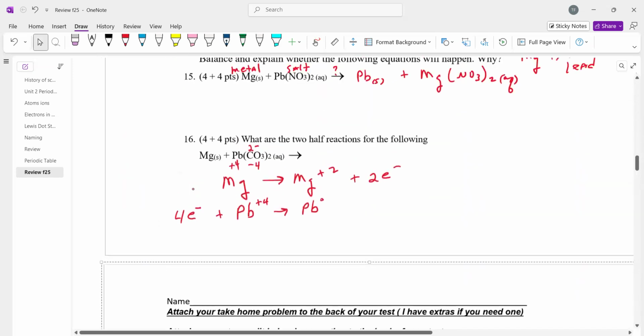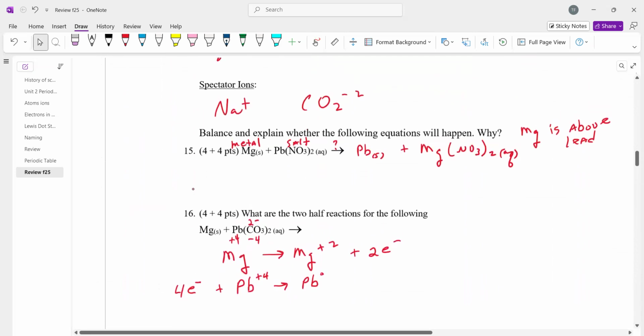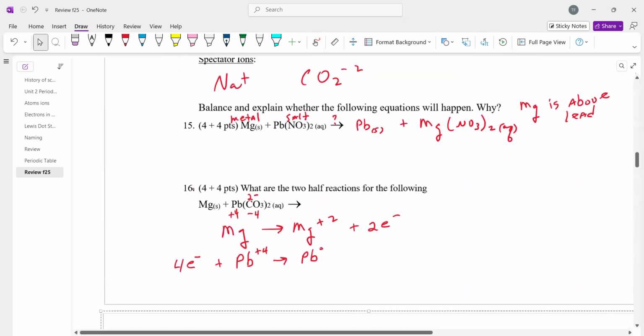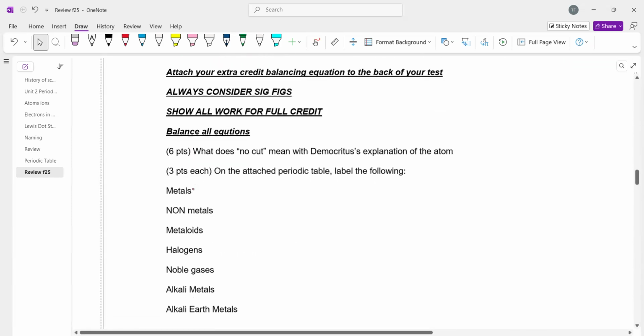Okay, so are there any questions about these guys? So you'll have one double, one single replacement, and then one where you have to show the half reactions. Yes, if we were to finish that out, no, just show it. To finish that out, we'd have to multiply everything by 2 on the top. These are just the simple half reactions.